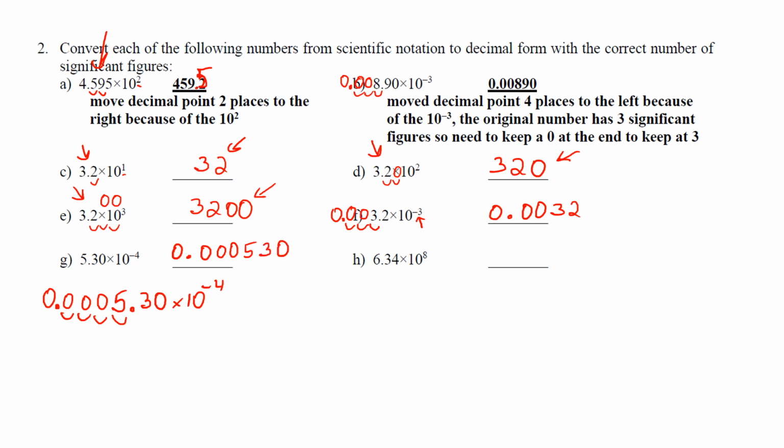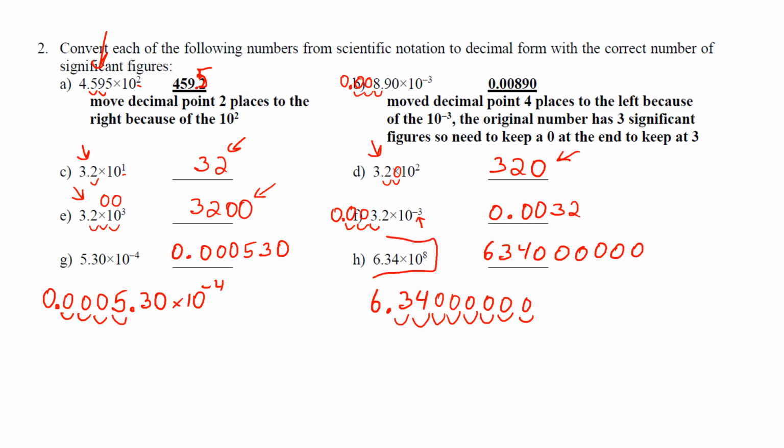And then finally 6.34 times 10 to the 8th. So I'm going to move this decimal spot 8 spots. So 1 spot, 2 spot, 3 spot, 4 spots, 5 spots, 6 spots, 7 spots, 8 spots. So this would be 6, 3, 4, 1, 2, 3, 4, 5, 6. That's why we use scientific notation, because this number right here is easier to write and work with than this number right here.